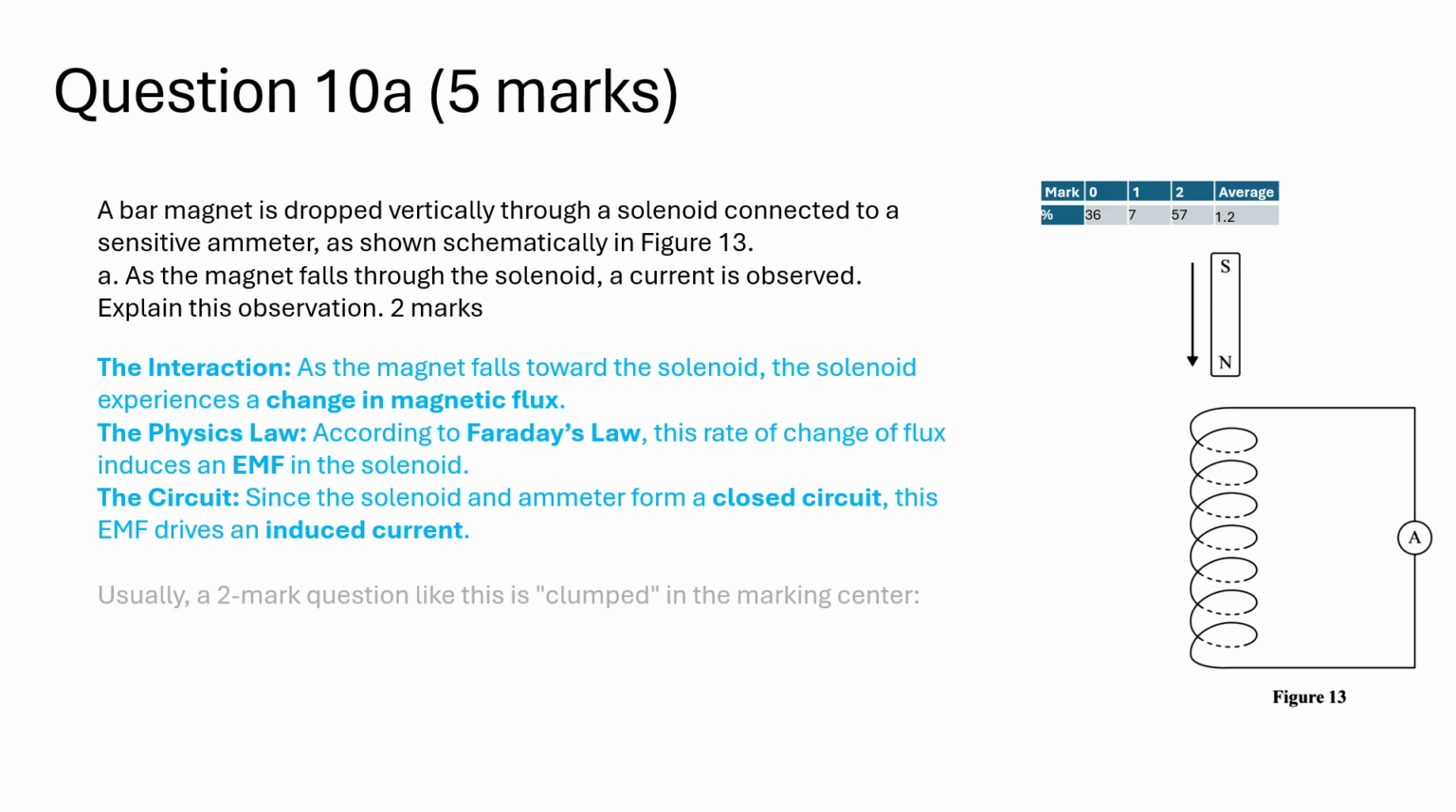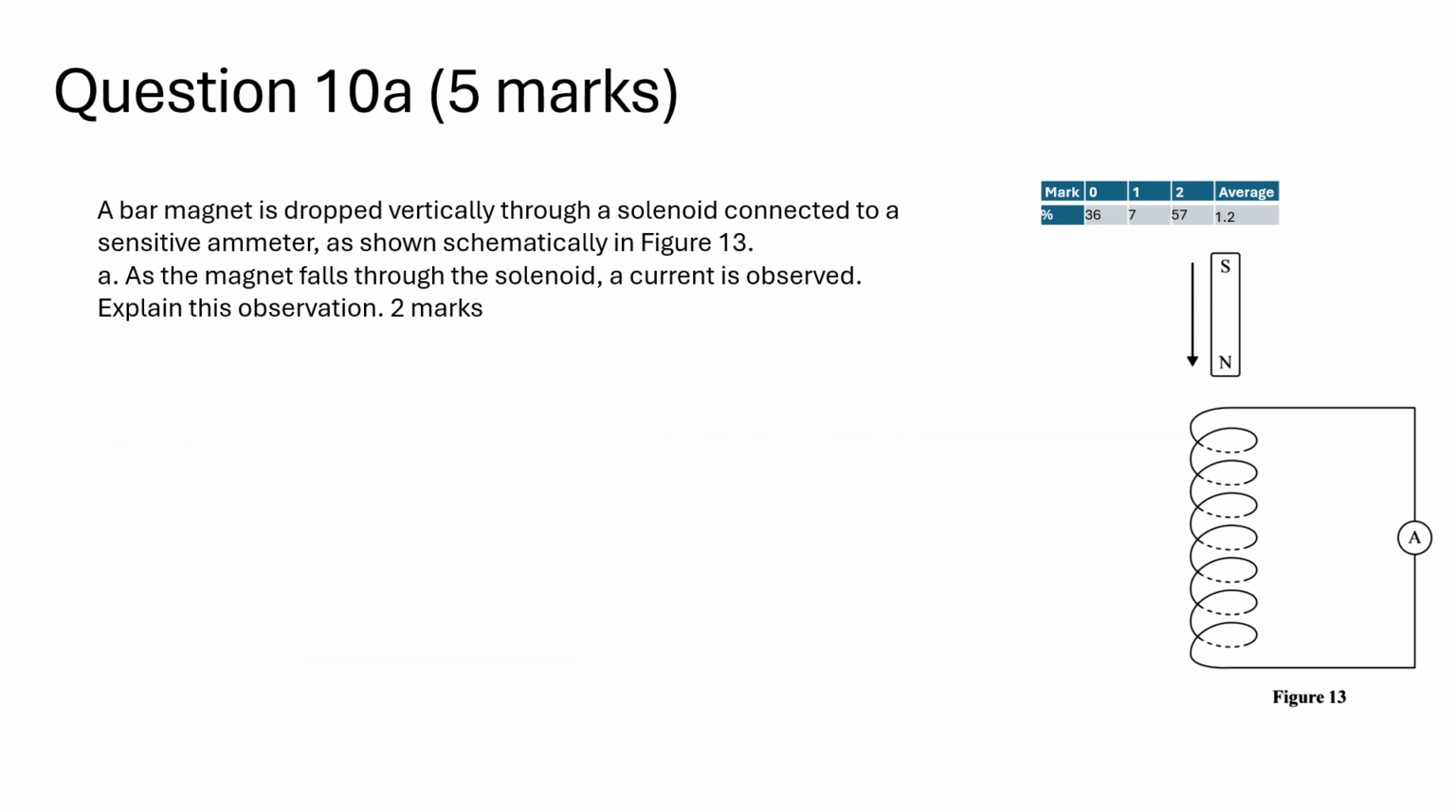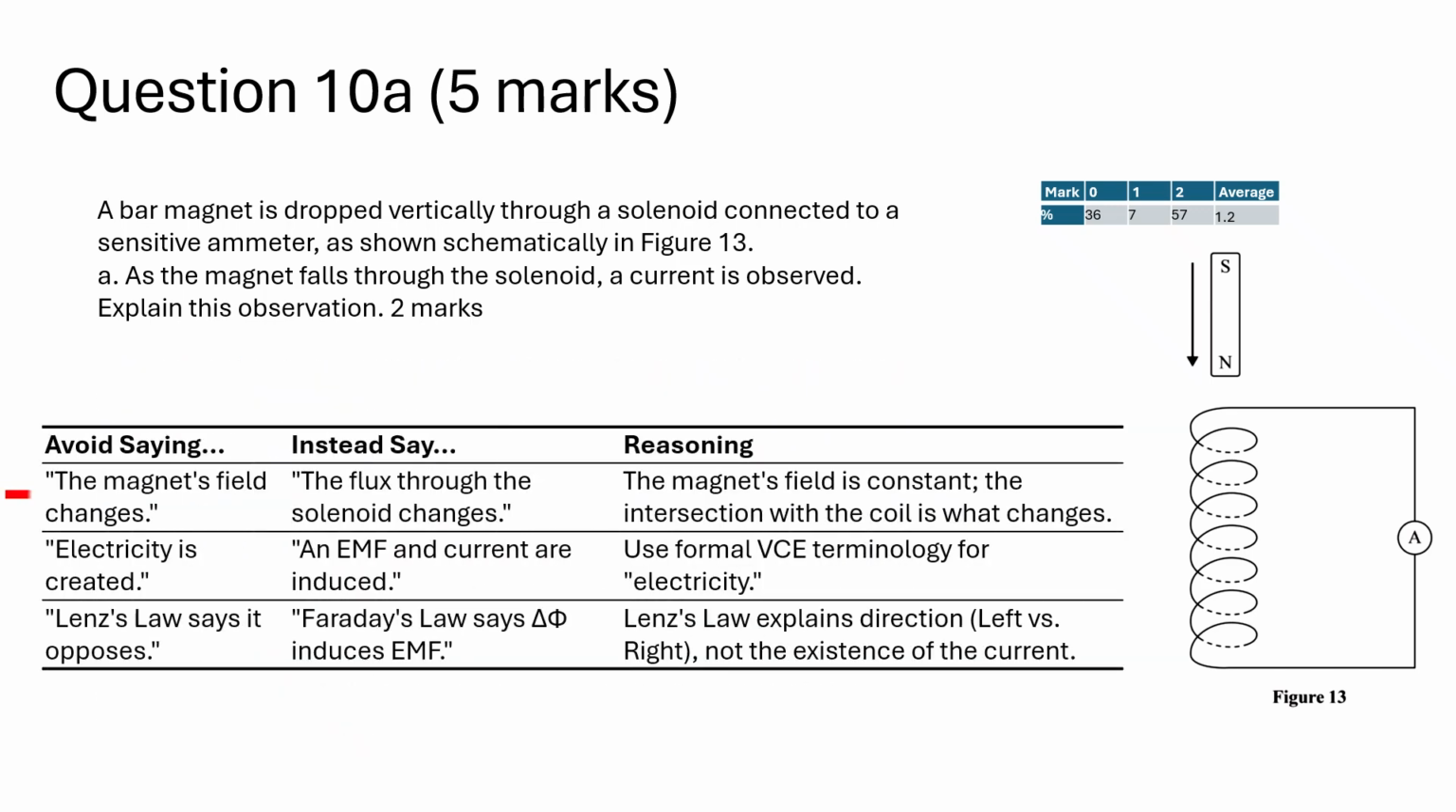Usually, a 2-mark question like this is clumped in the marking center. Mark 1: identifying the change in flux occurring specifically within the solenoid due to the magnet's motion. Mark 2: linking that change in flux to Faraday's law to explain the induction of EMF and current. Avoid the 0-mark phrasing. As the examiner's report noted, wording is everything.